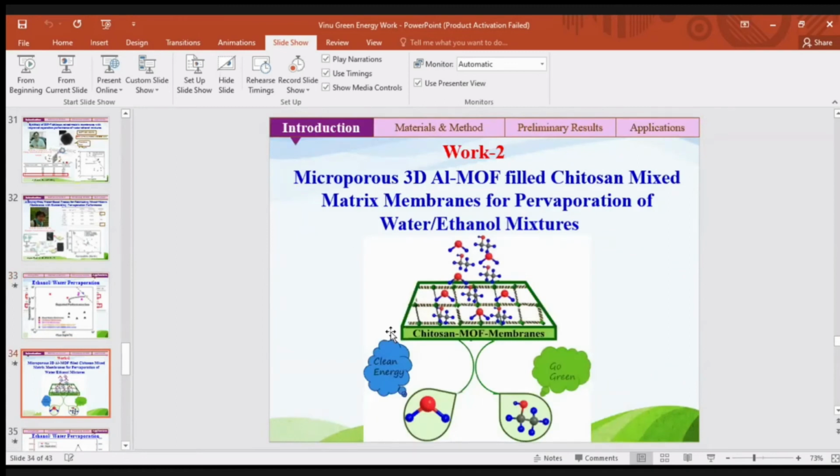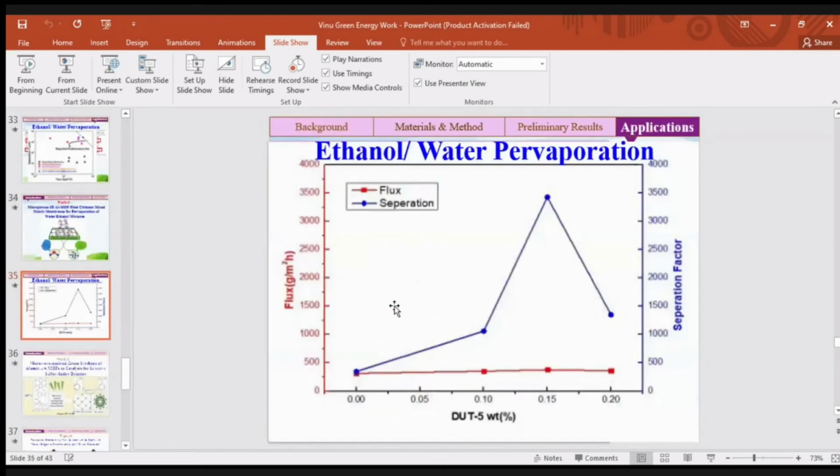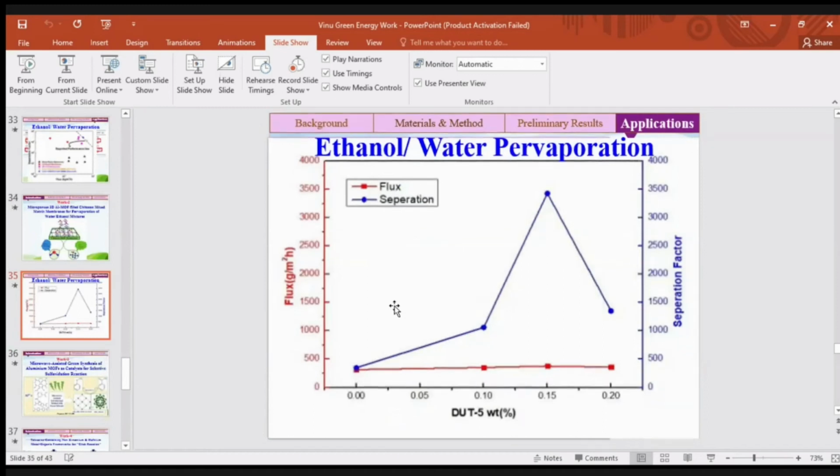Then the same way, we used the 3D aluminum MOF. Here also we got good results for ethanol water separation. Again comparing with the 2D material, in the 3D material we got higher ability than the 2D materials.